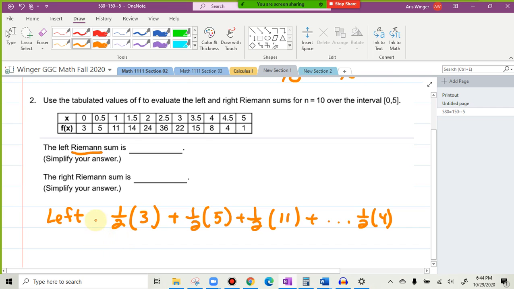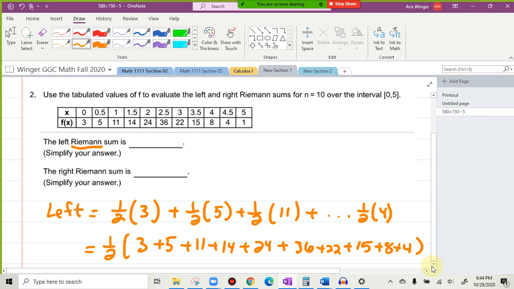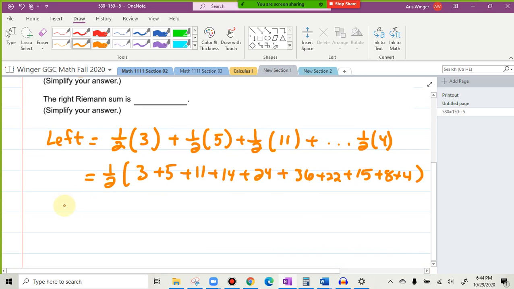Now we know that they all have 1/2 in common, so you're just doing the length, and then it's 3 plus 5 plus 11 plus 14 plus 24 plus 36 plus 22 plus 15 plus 8 plus 4, whatever that number is.